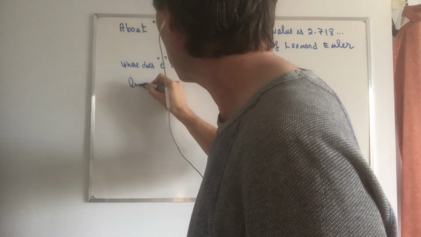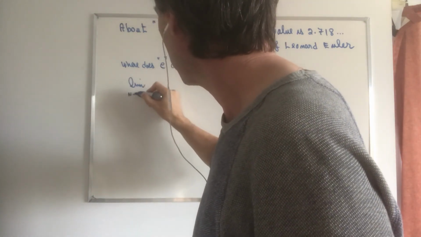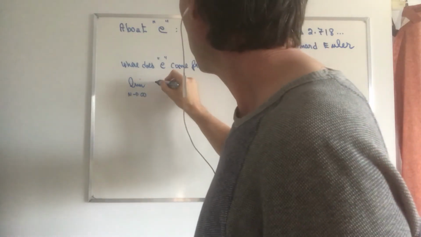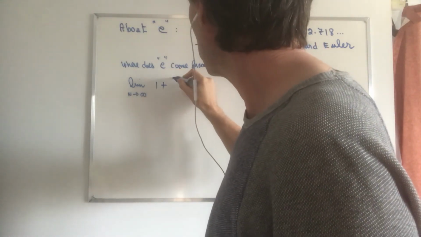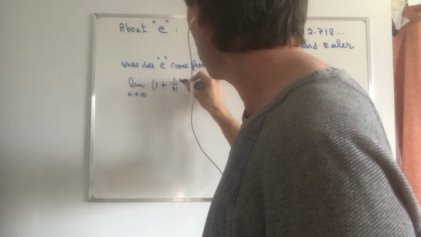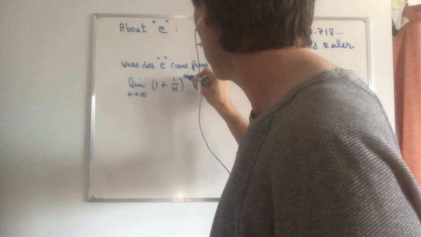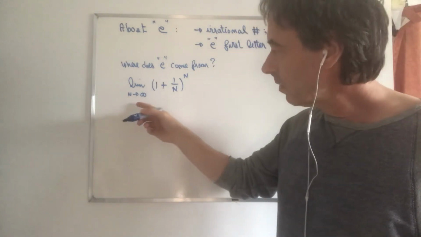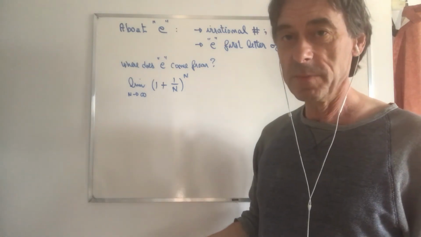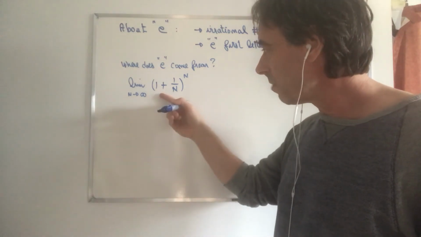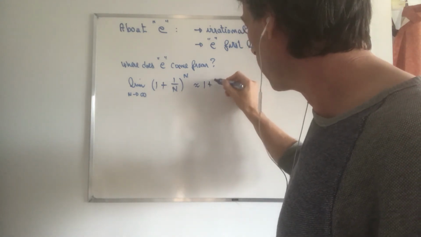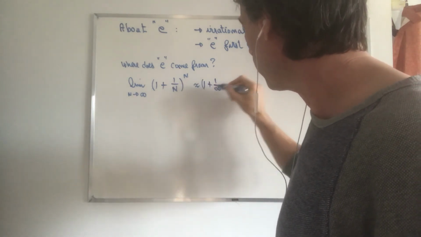It actually comes from a limit. The limit as n goes to infinity of (1 plus 1 over n) to the power of n. If you take a look at this limit, the way we learn it, the first thing we do with a limit is you cheat: you replace n by infinity in here. This will give you 1 plus 1 over infinity, to the power of infinity.